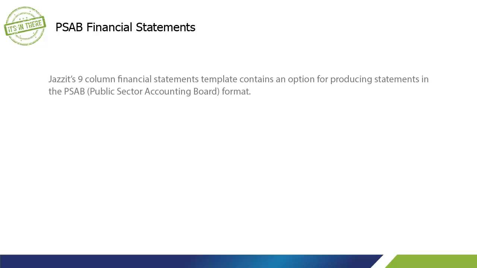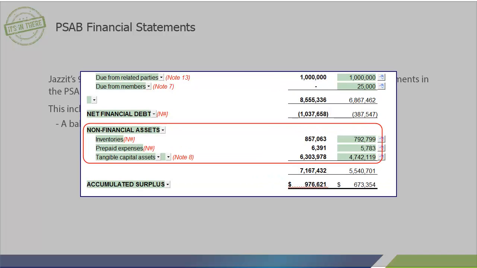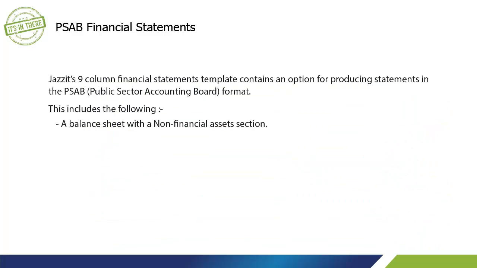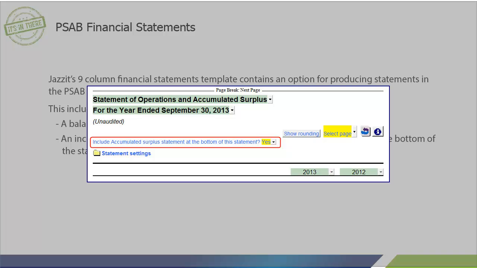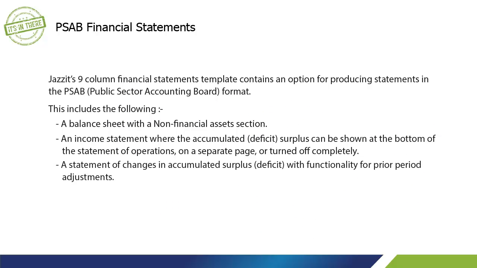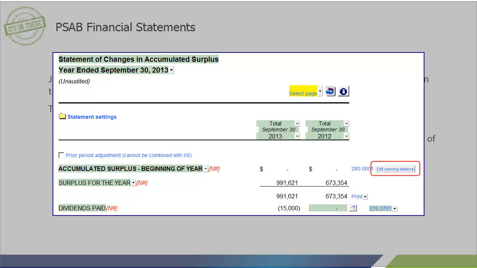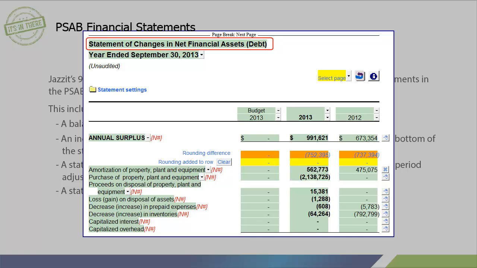The Public Sector Accounting format, commonly referred to as the PSAB format, is available when using the 9-column version of the financial statement templates. It includes the various statements required by the Public Sector Accounting Board, including the non-financial assets section on the balance sheet, the accumulated surplus, which can be presented at the bottom of the income statement on a separate page or switched off completely, a statement of changes in accumulated surplus or deficit, including functionality for prior period adjustments, a statement of changes in net financial assets or deficit.